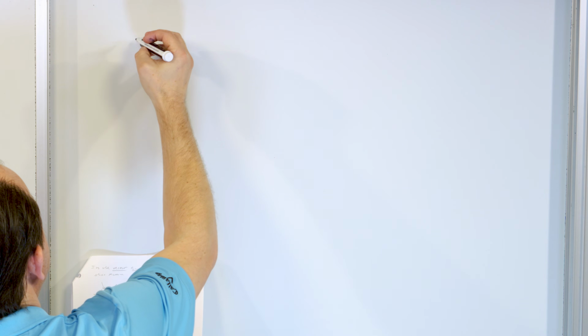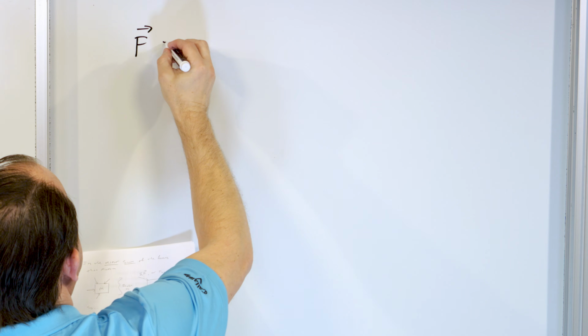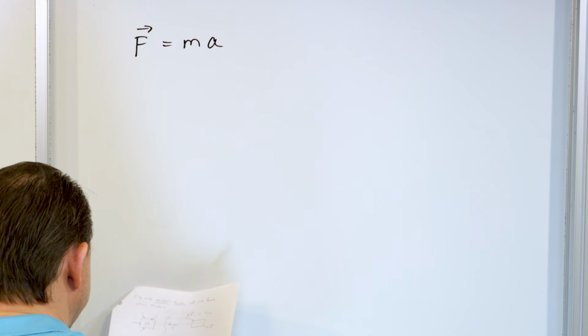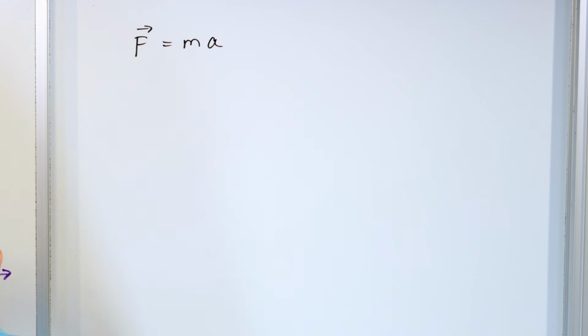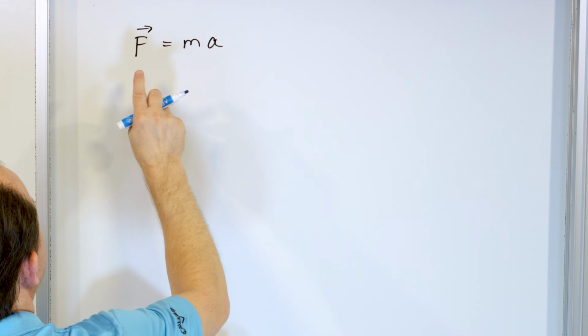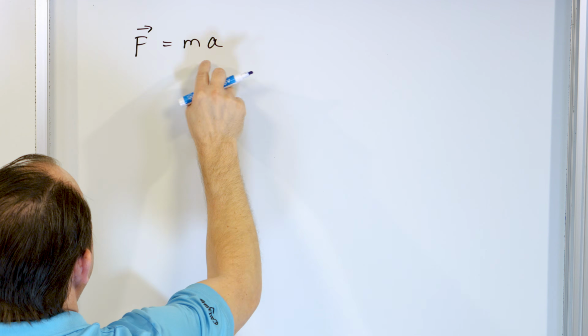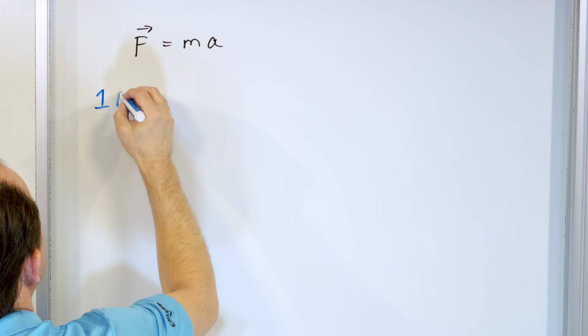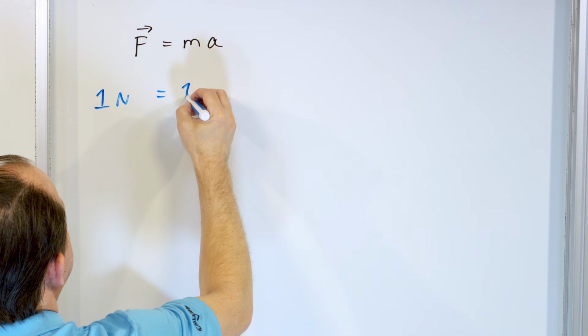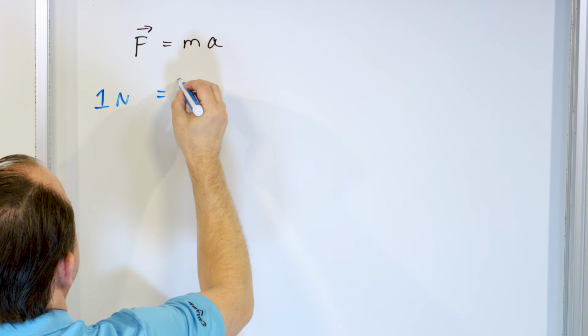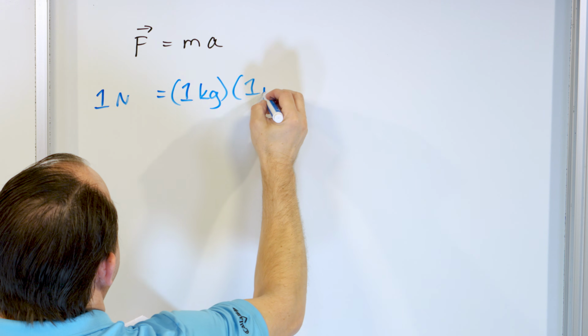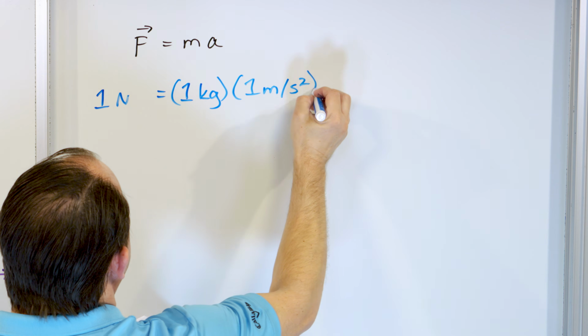Let's go and talk a little more detail about this. Now that we know that F is equal to ma, right? Now that we know this, then what we know is that 1 is equal to 1 times 1, right? So if we have 1 newton right here, that's going to be the same thing as 1 kilogram accelerating at 1 meter per second squared.